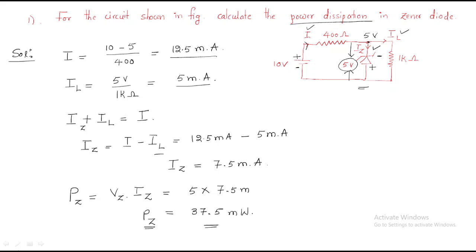So by using that phenomenon, these two branch voltages are the same. By using that, we will find this current and this current. So we can find it easily. Any GNR diode problem, you have to follow this principle.